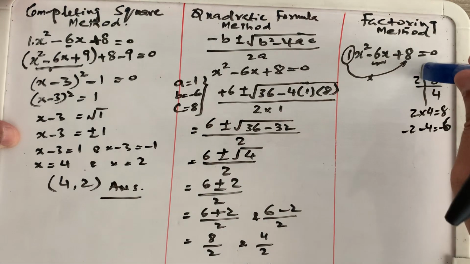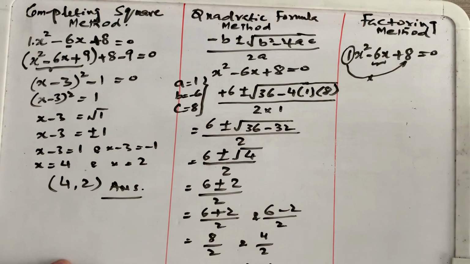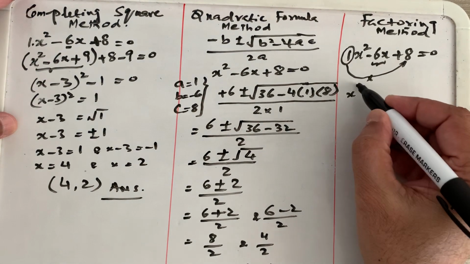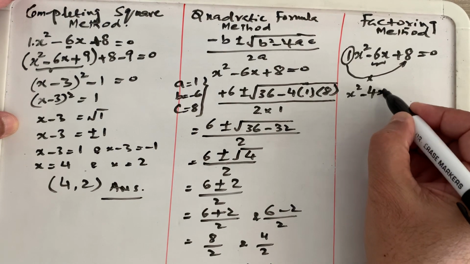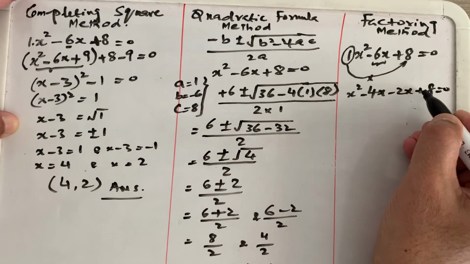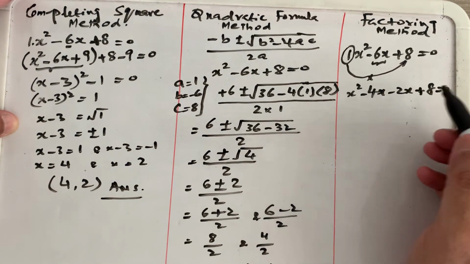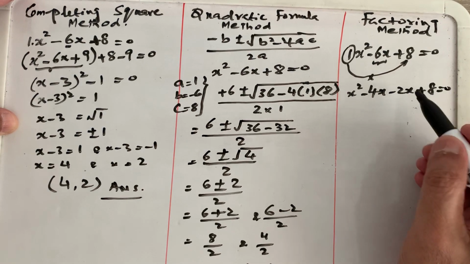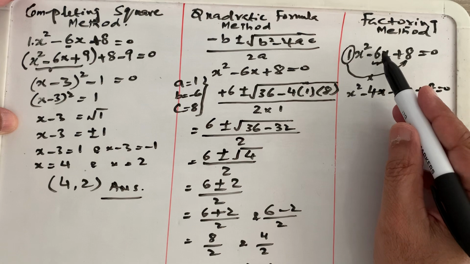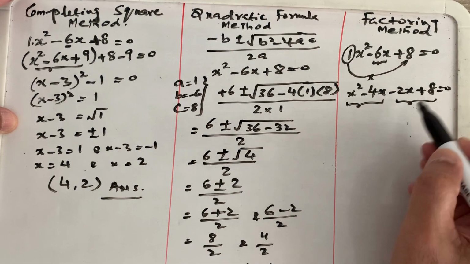Since I have a lack of space, I will remove it. So my two factors are minus 2 and minus 4. So I'll rewrite it: x square minus 4x minus 2x plus 8. Although we broke this minus 6x into two terms, we did not change the equation, because if you add these two terms, you get back minus 6x. So now you can pair it up and take the common.